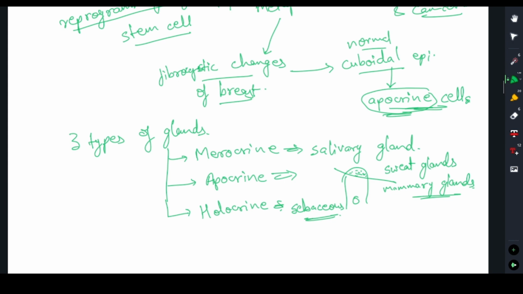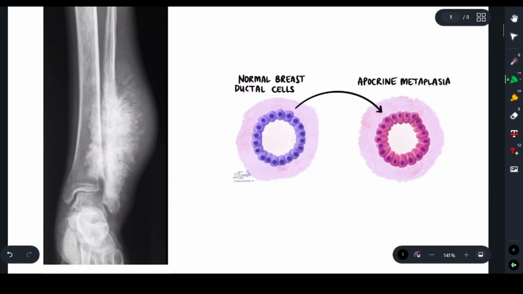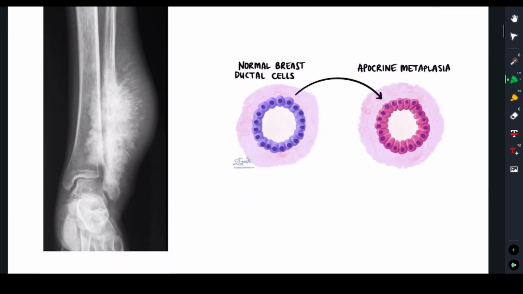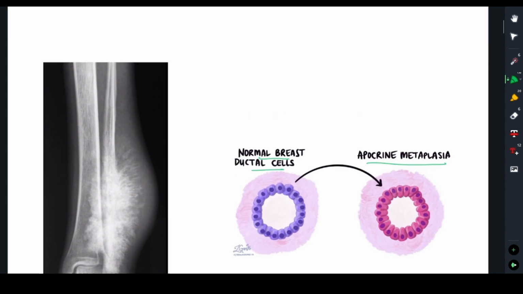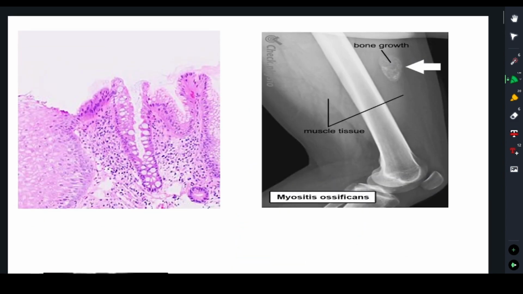Now let's come to the diagram of everything we have discussed here. You can clearly see that the normal breast ductal cells were of the cuboidal type, but now they have these apical tufts. This is how you characterize the apocrine cells, and hence you can say that the normal cuboidal epithelium has converted into apocrine cells, and this is apocrine metaplasia, an example of metaplasia which won't progress to dysplasia and cancer. The second thing we can see is Barrett's esophagus.